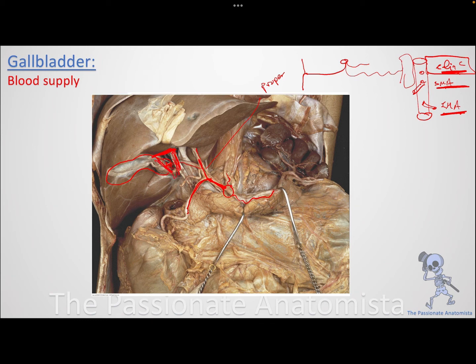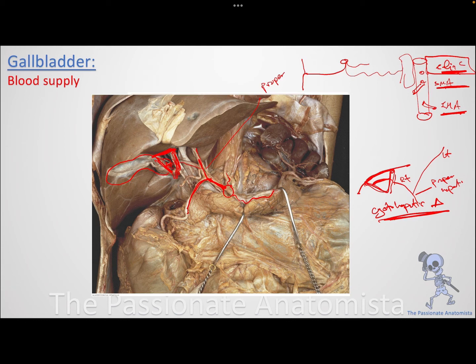If you look at this triangle, you will find that you have the cystic duct, the common hepatic duct, and the inferior surface of the liver. And because the proper hepatic artery was coming from here, it gives the right hepatic and the left hepatic. So the right hepatic gives the cystic inside that triangle. So we call it the cystohepatic triangle. Why is it important?